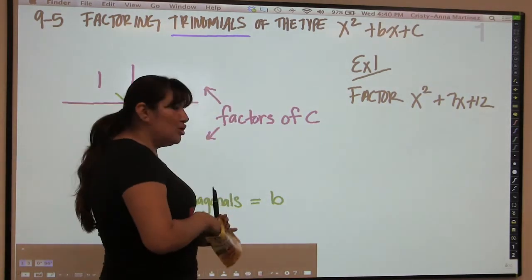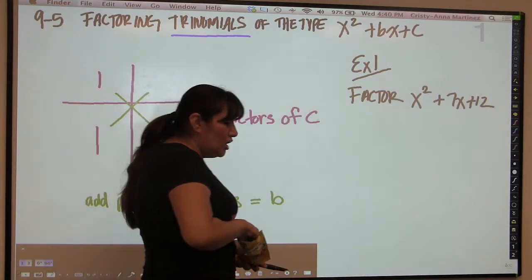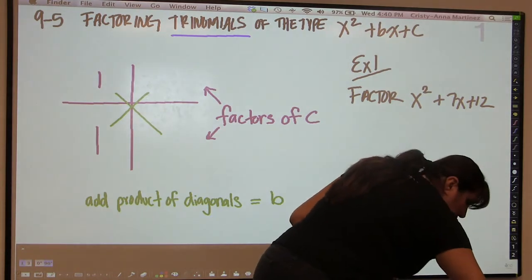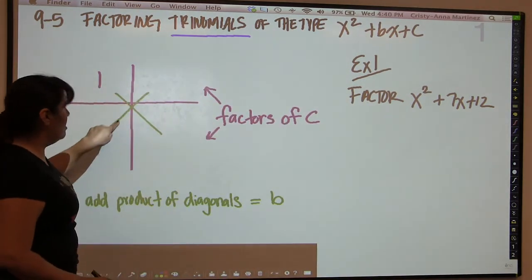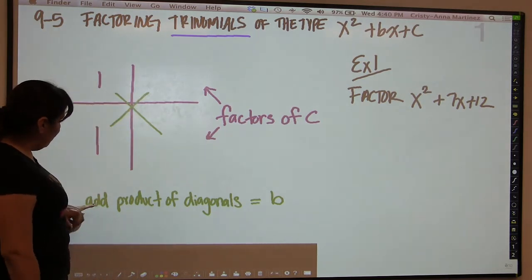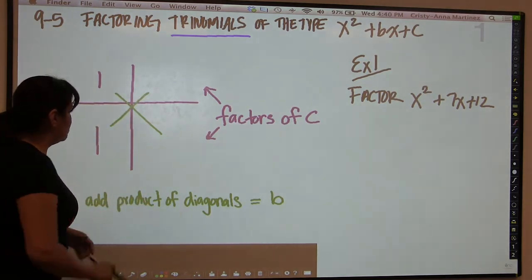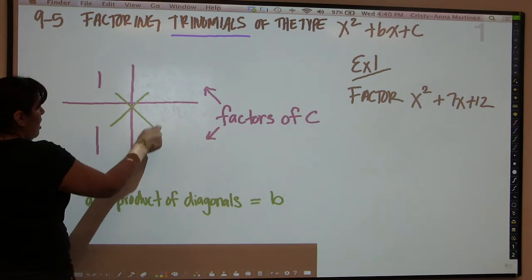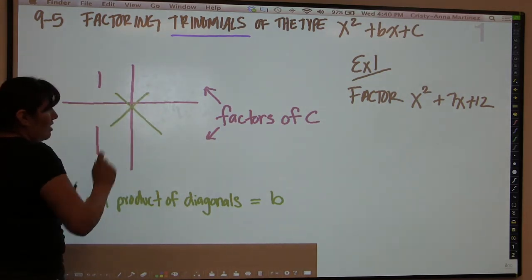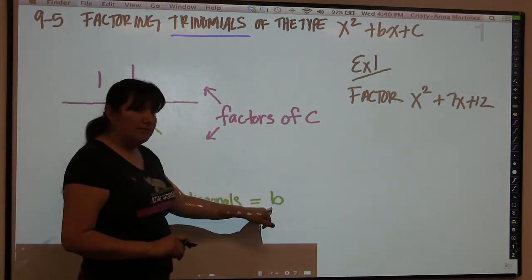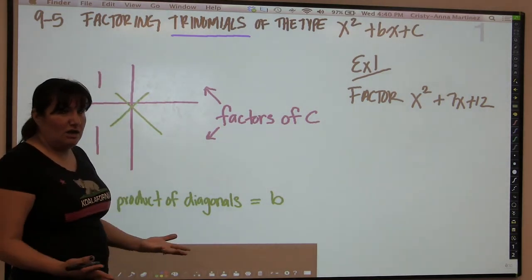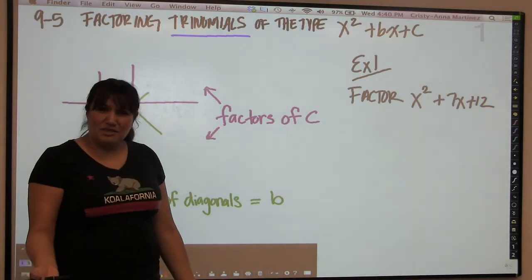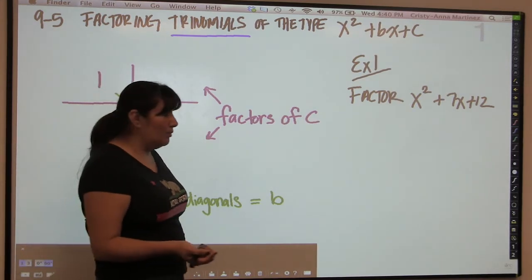And after you have picked those 2 numbers, you will multiply diagonals. So you'll see these green lines drawn here. Those are the diagonals. So I have to add the product of diagonals. So I multiply these 2, multiply those 2, then add them together. And that number should equal B. Once you've gotten that puzzle to work, then you're pretty much done. So that probably didn't make any sense to you right now, but we're going to try it with an example.